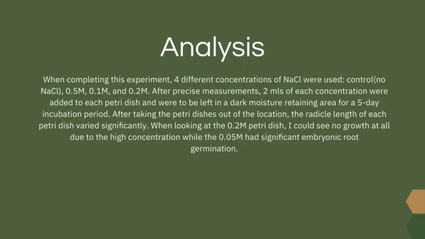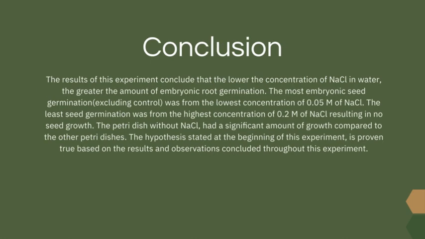In this experiment, 4 different sodium chloride solutions were utilized: control, which had no sodium chloride, 0.05 moles, 0.1 moles, and 0.2 moles of sodium chloride. The petri dish with 0.2 moles showed no growth, likely due to the high concentration, while 0.05 moles exhibited substantial embryonic root germination. The experiment's results indicated that the lower the concentration of sodium chloride in water, the greater the embryonic root germination. The highest germination, excluding the control, occurred at the lowest concentration of 0.05 moles of sodium chloride.